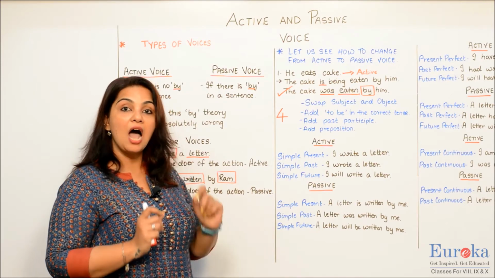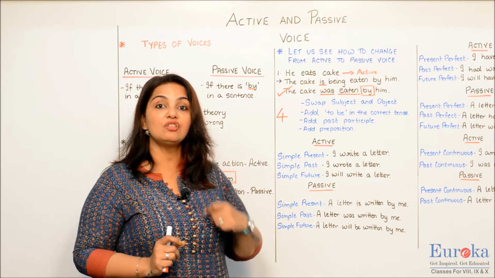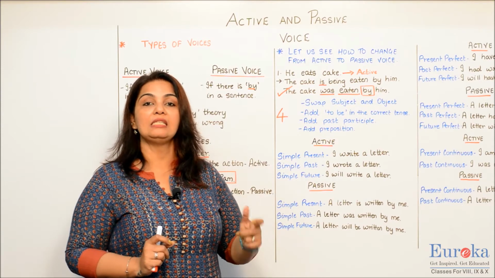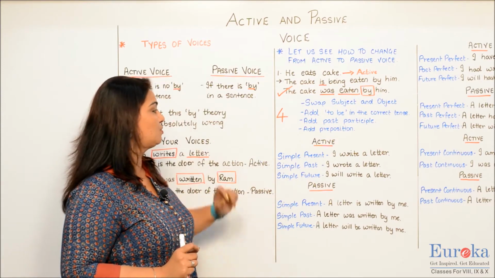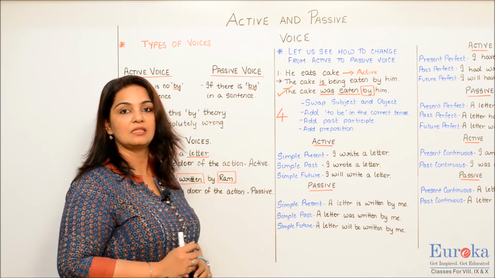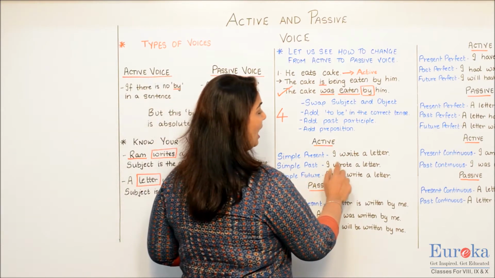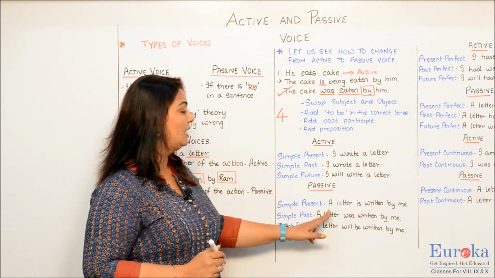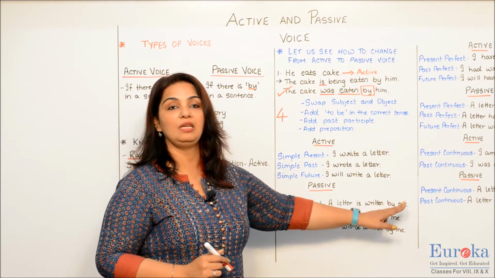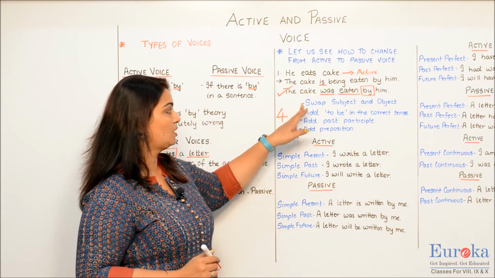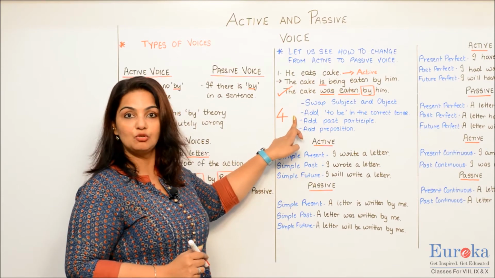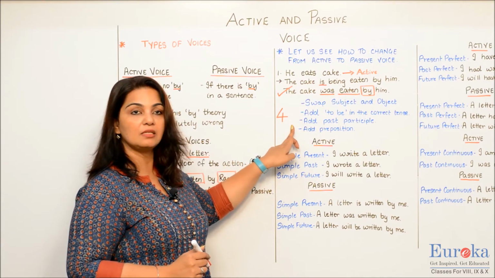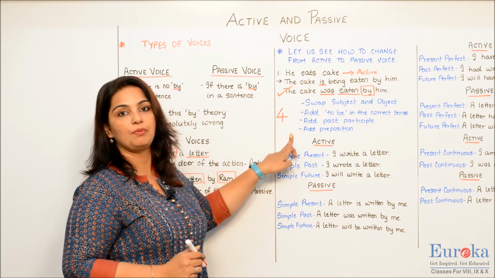So let's see how the active sentence changes its form, holding the tense in the right form. The first one, simple present tense. Over here we have "I write a letter," and the simple passive will be "A letter is written by me." Look at the 4 rules. We swap the subject, we add the to be form, we add a past participle, and we add the preposition.